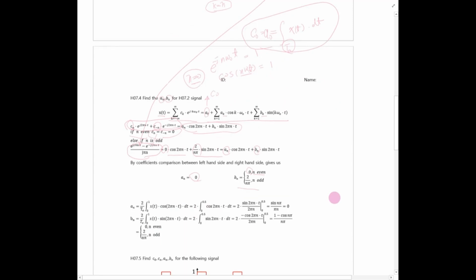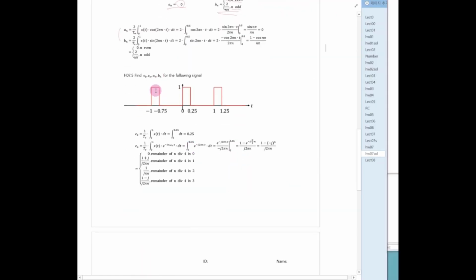It says that an is always 0, but bn is 0 when n is even, and when n is odd, then bn has some value. an and bn can also be directly calculated by use of these integrations. So it gives the same result: an is always 0, but bn is 0 in case n is even, and non-zero when n is odd.